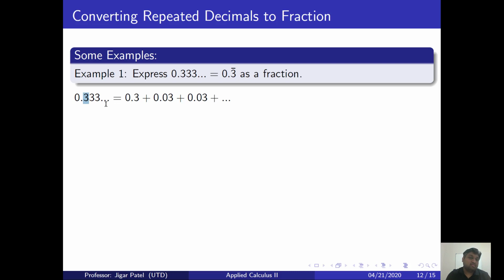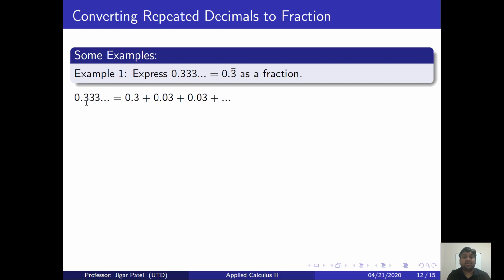0.333 infinitely many times can be seen as 0.3 plus 0.03 plus 0.003. There is a typo here, it should be 0.003 plus 0.0003 and so on and so forth. Again, I would like to break this expression based on the number of digit repetitions.